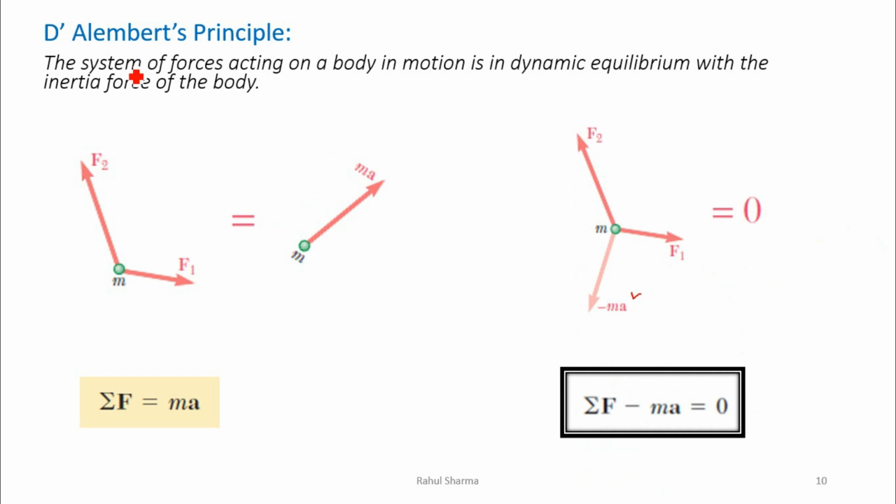you can see the definition, the system of forces acting on a body in dynamic equilibrium with the inertia force of the body. I have discussed about this. This is actually the dynamic equilibrium. I have explained F1, F2 forces acting on the particle m mass, and it is having net resultant force ma. Now if you apply the same minus ma, means if you apply the same force ma in opposite direction to this, the object, or the system, will become in equilibrium.